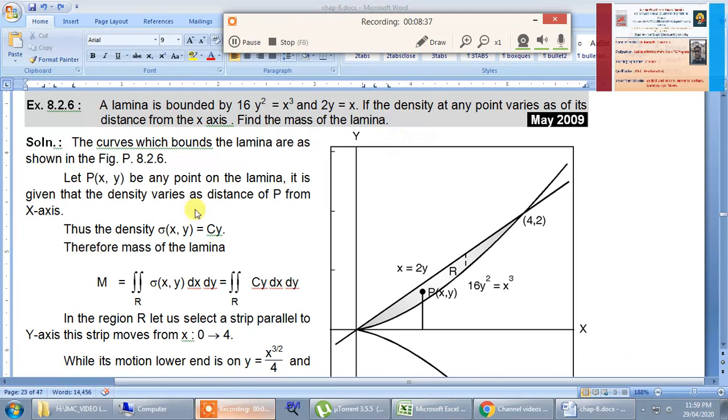Now let us have one more problem, and the last problem of this chapter. A lamina is bounded by 16 y square equal to x cube and 2 y equal to x. So let us first go for the geometry.